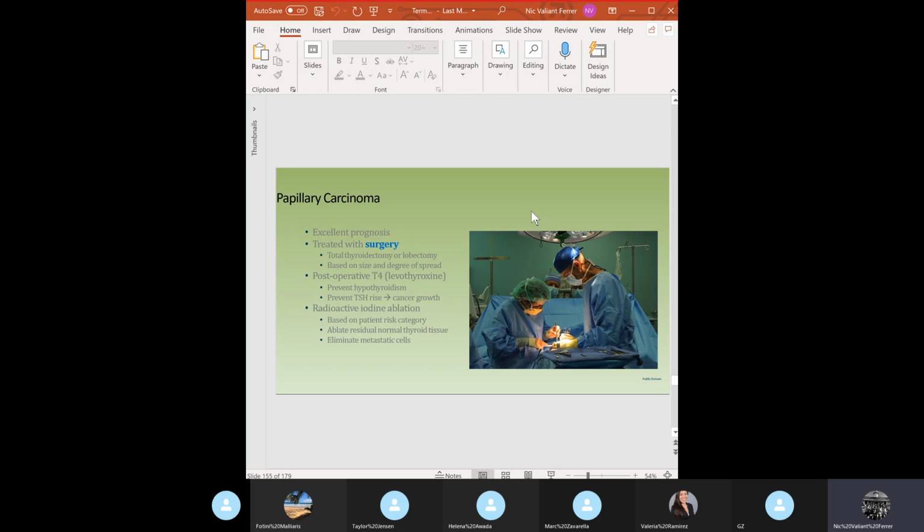We're gonna destroy the thyroid tissue via radioactive iodine, which eliminates your metastatic cells.